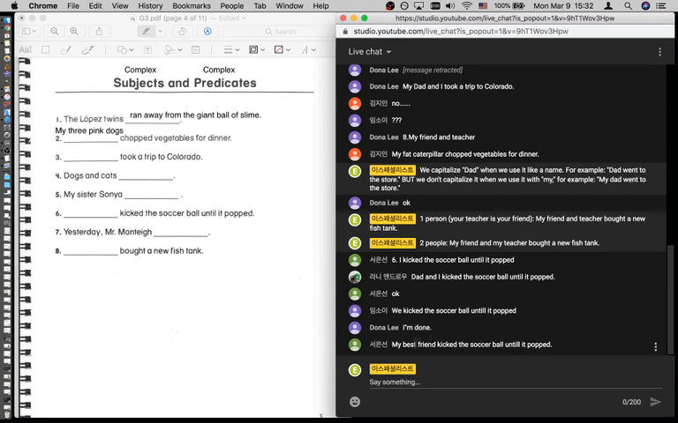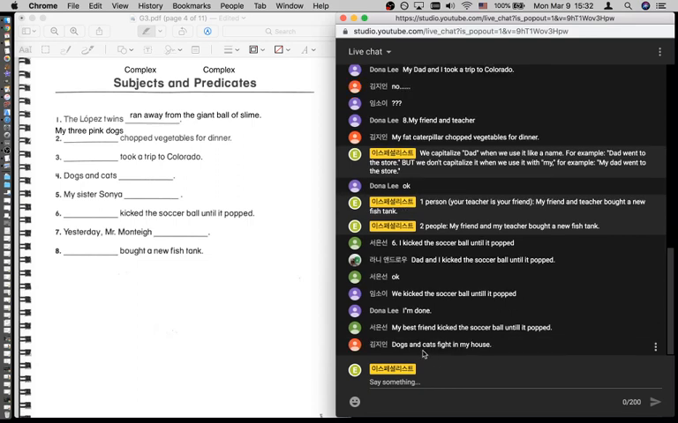My best friend kicked the soccer ball until it popped. Excellent, excellent, excellent. Great job. The noun here is friend. So friend is the noun. This is the simple subject. And then here we have the complex subject. Who kicked the ball? My best friend kicked the soccer ball until it popped. Great job.